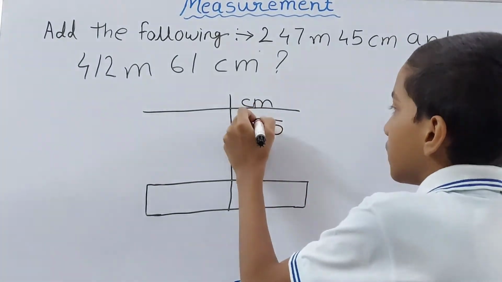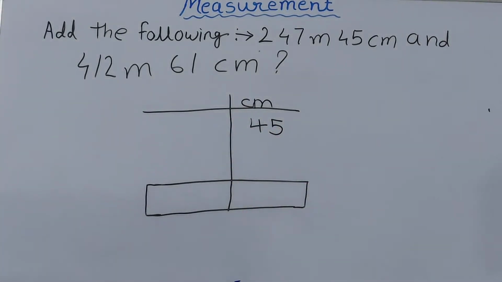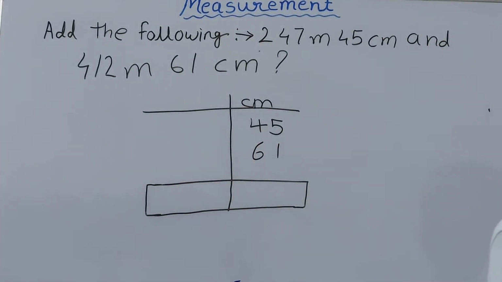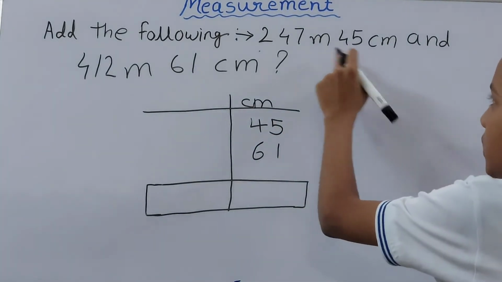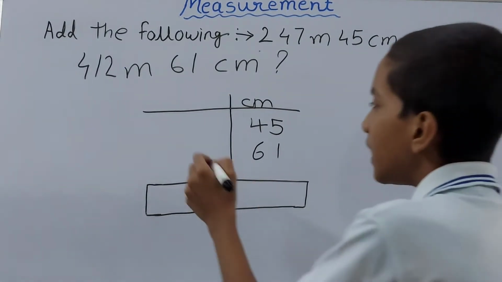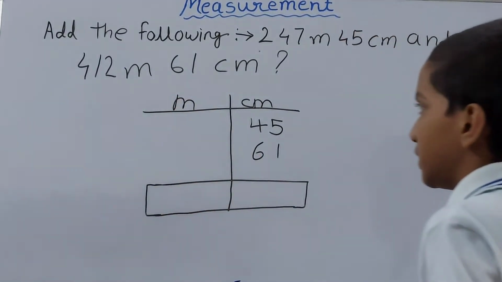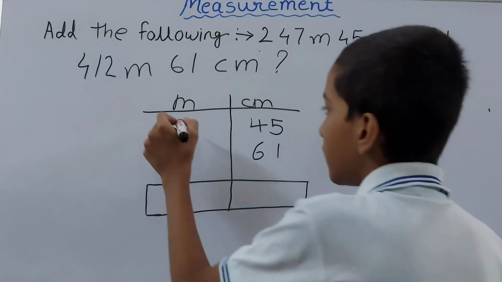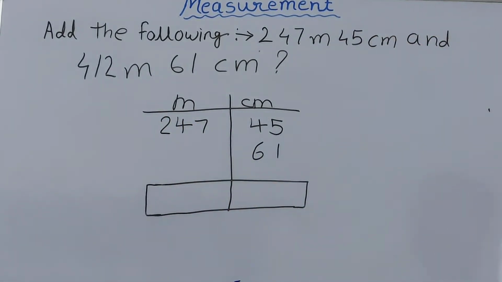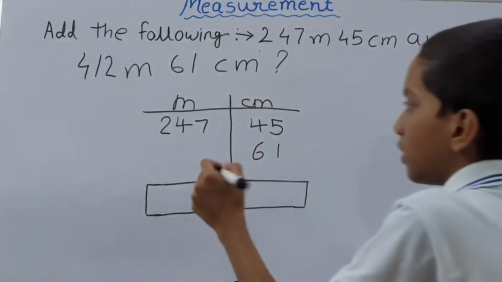So let's write them. So first is 45. Friends, you all know in addition we don't have to write in an order like that, bigger number first and the smaller number down. We can write it anyways. Yeah, so 45 and 61. And here also we write them. So after 45 it is 247. But what is it? Meters. So we are going to write meters here. Alright? Meters. So 247 meters is there and 412 is also there. So let's write it.